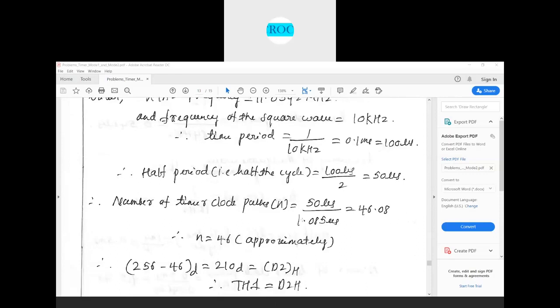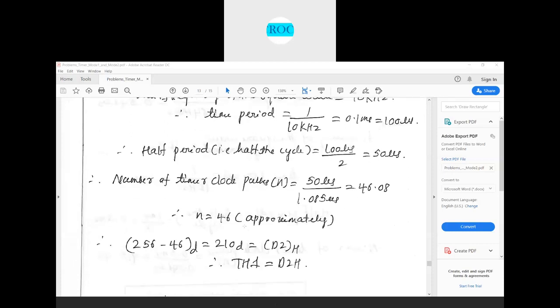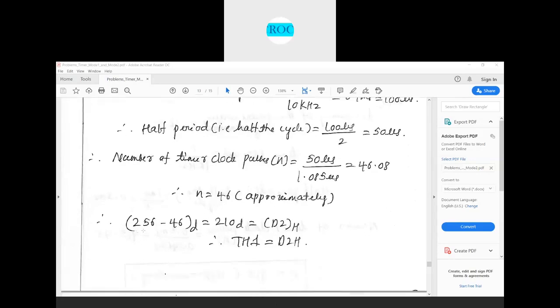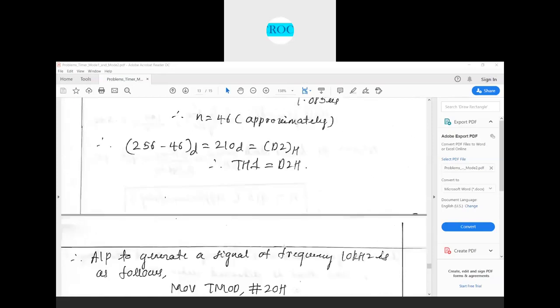Therefore, the number of clock pulses, how do you calculate that one? 50 microseconds divided by 1.085 microseconds. This is equal to 46.08. So approximately the number of clock pulses is 46 here. So the initial count value is 256 minus 46. How much do you get? 210. In hexadecimal it will be D2H. So the initial count value we load in this register will be D2H.